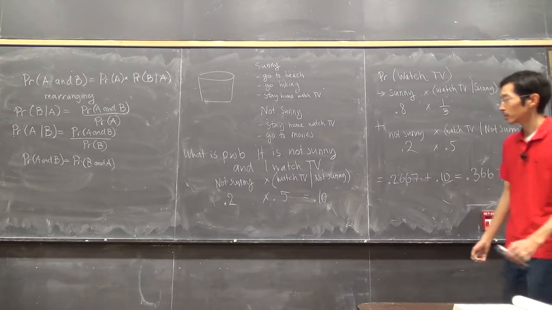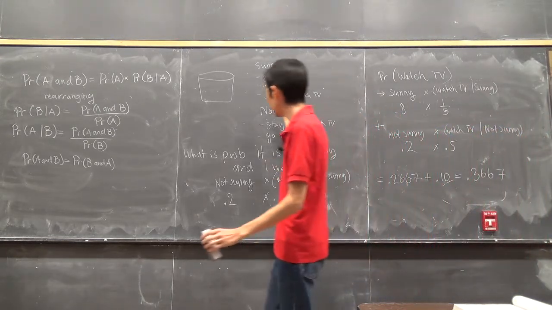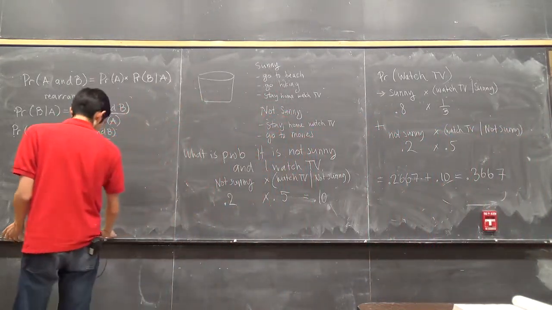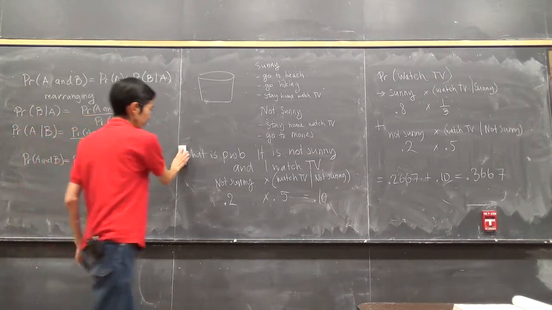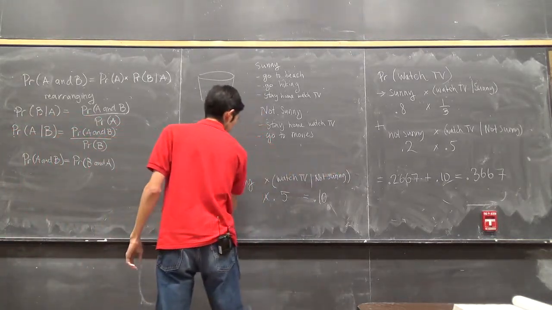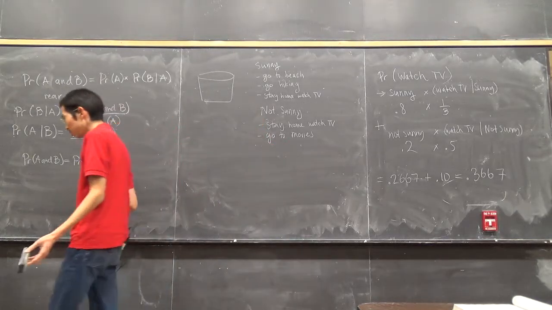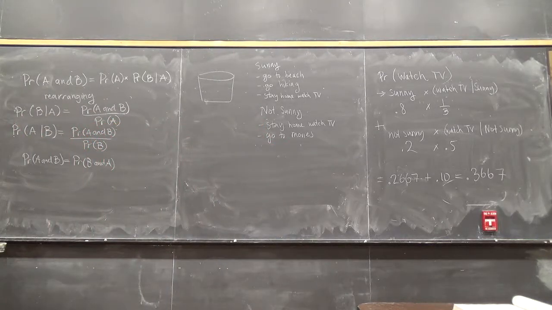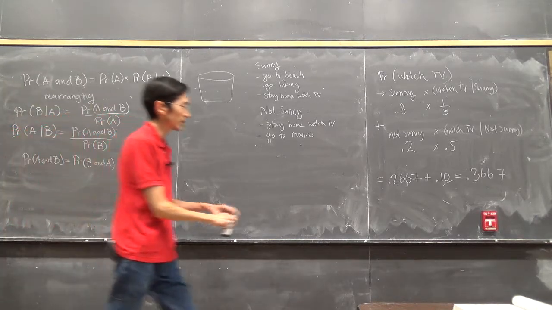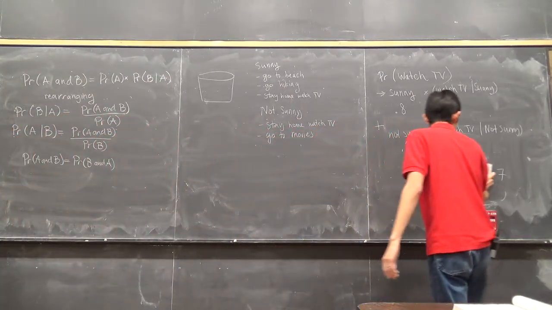So this is what we have. Okay. So we can also illustrate probability problems using what we call a probability tree.